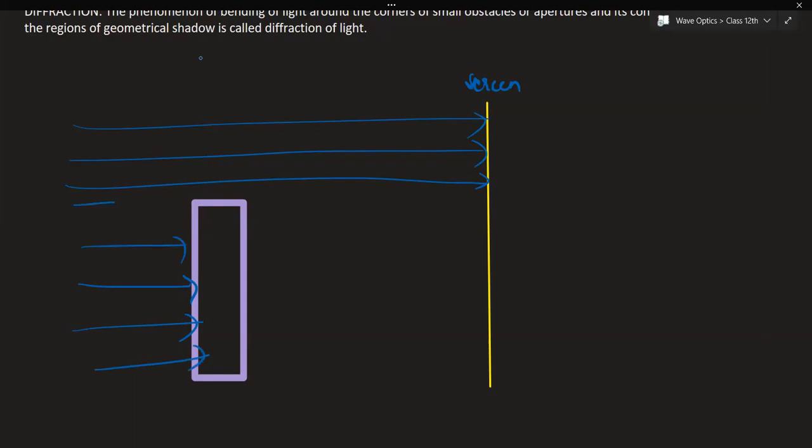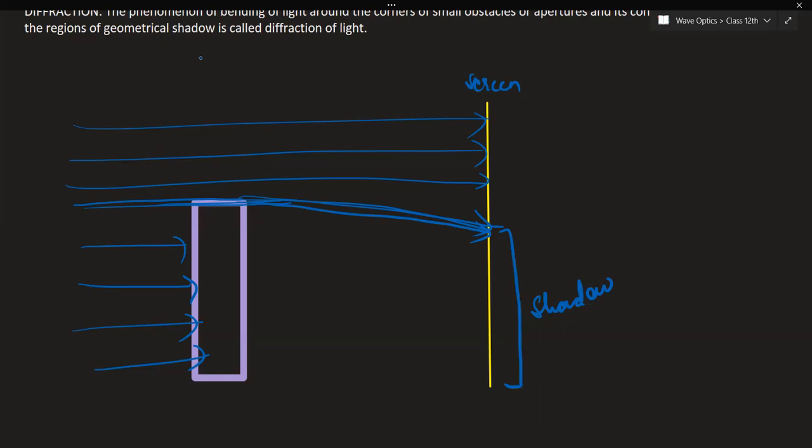But as soon as it strikes the corner, the light rays bend a bit like this. The light rays bend a bit from the corner. So this phenomenon of bending of light from the obstacle, or any aperture, or corner, in the path of light, is known as diffraction. Whenever there is an obstacle, the light gets bent, and wherever the light is not present, you obtain the geometrical shadow.